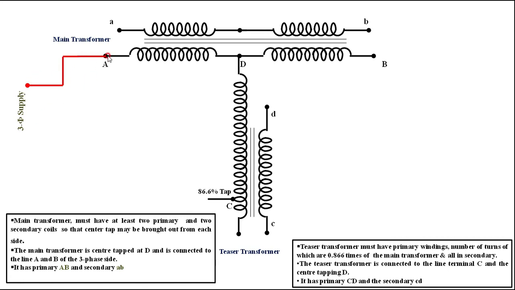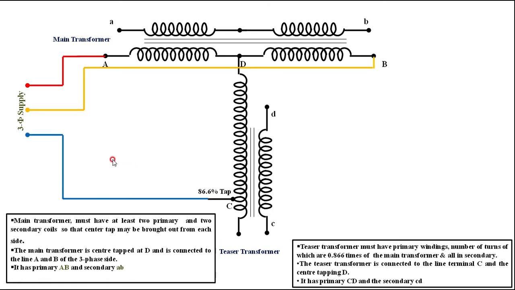A is connected to R phase, then B is connected to the second phase, Y phase, then point C is connected to B phase. That is, this is A, B and C. This is the input. Here we are inputting a three-phase supply.